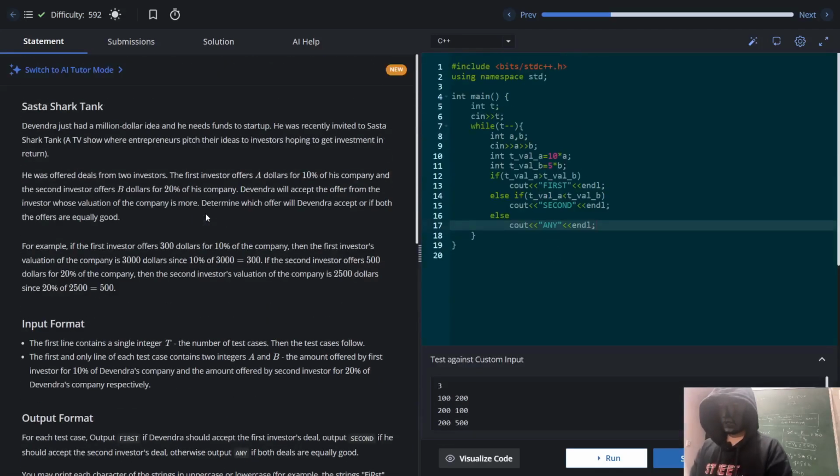So basically it was kind of mathematics only. You'll have to know the percentage formula and derive these two formulas to deal with this problem.